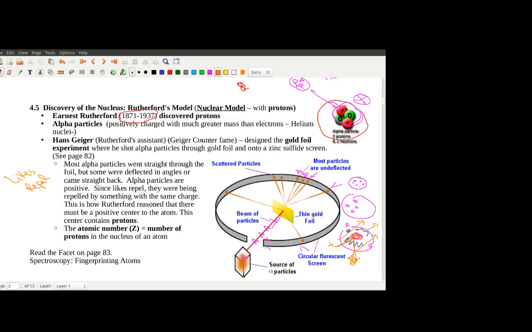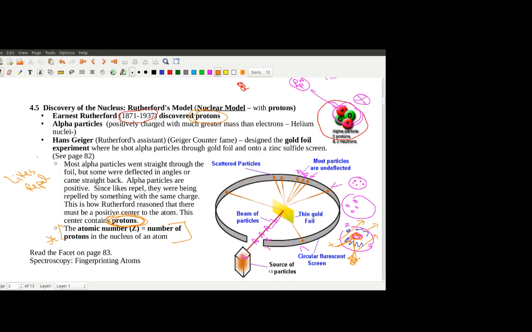So this is how Rutherford reasoned that there must be a positive center of that atom and came up with the term protons. So Rutherford figured out protons. And now, protons: the atomic number of an atom is the number of protons. That's very important. The atomic number of an atom is the number of protons in the nucleus of the atom.